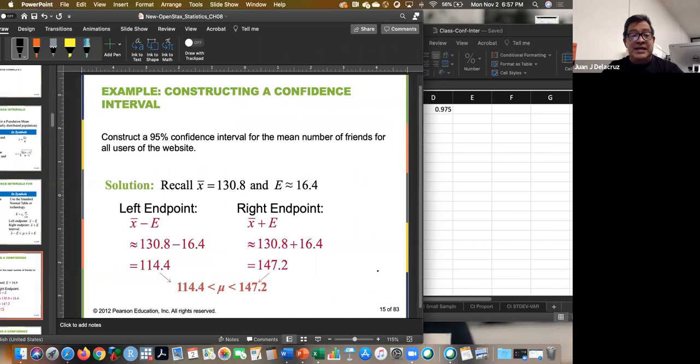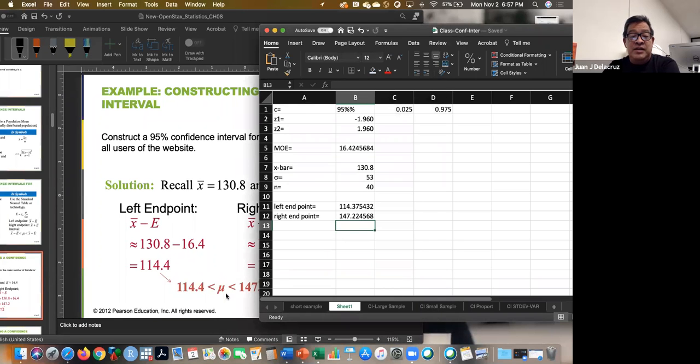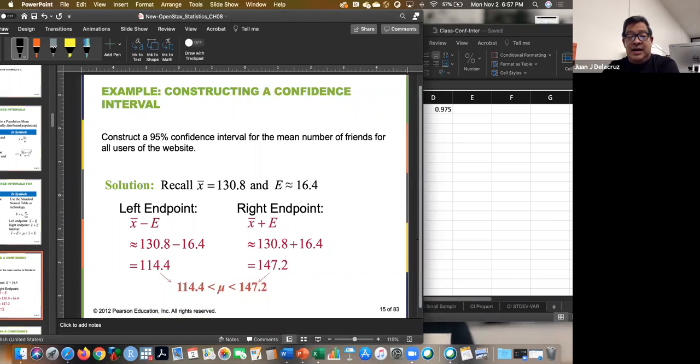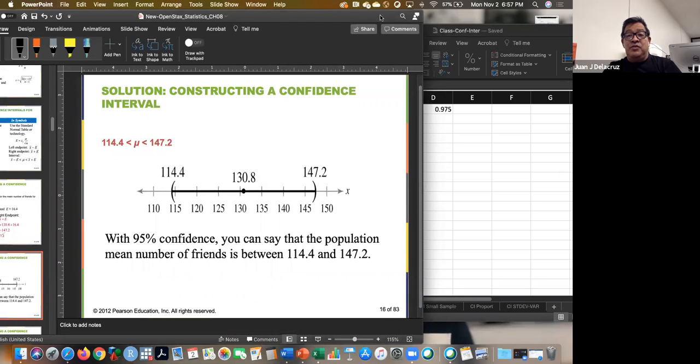So what happens here is the following. Construct a 95% confidence interval for the mean number of friends for all users in the website. So do we know exactly that this is the true mu? Well, we don't know, but I am 95% confident that my values fall between 114.4 and 147.2. So those are the values that we found. So we are going to write a statement that says the following.